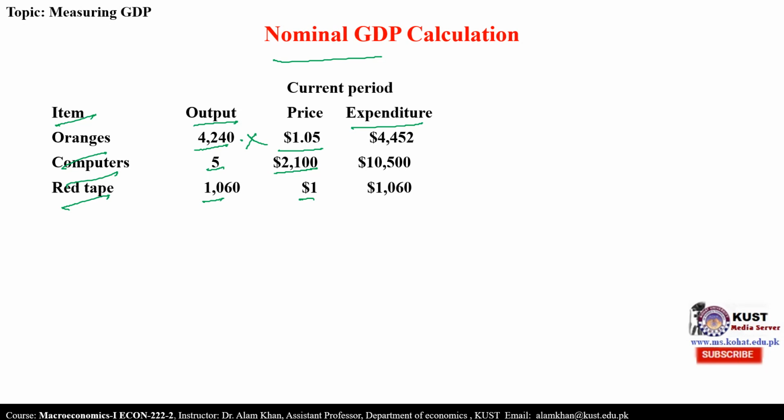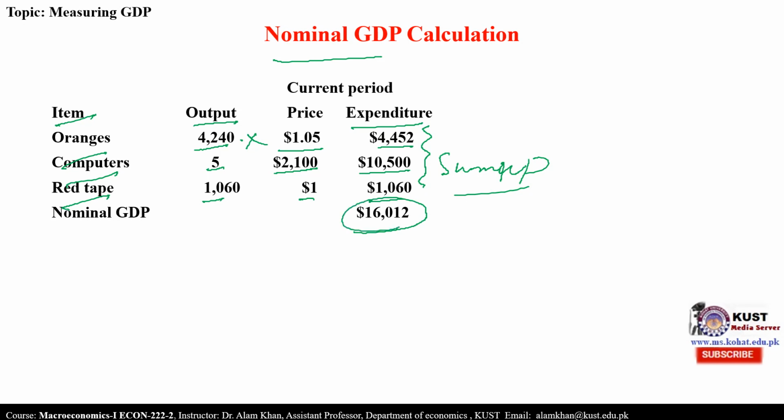Then the total expenditure is the quantity of oranges multiplied by its price. So 4240 multiplied by 1.05 will be equal to 4452. The computer total expenditure will be 10,500, while the red tape total expenditure will be 1060. So the nominal GDP, by summing up all the item expenditures 4452, 10,500 and 1060, will be equal to 16,012.